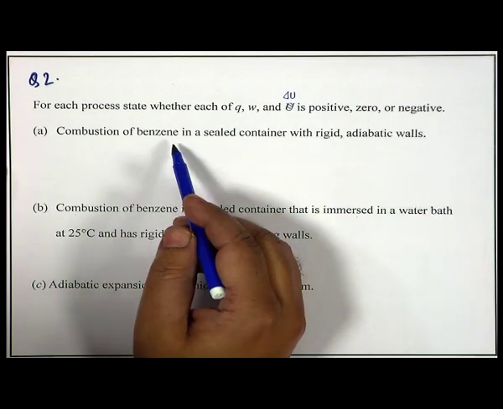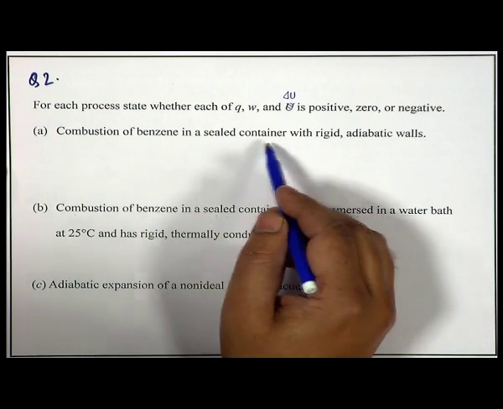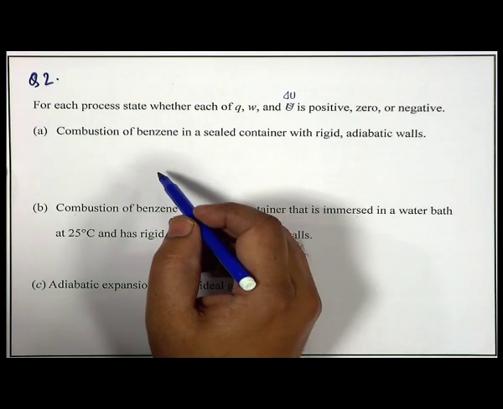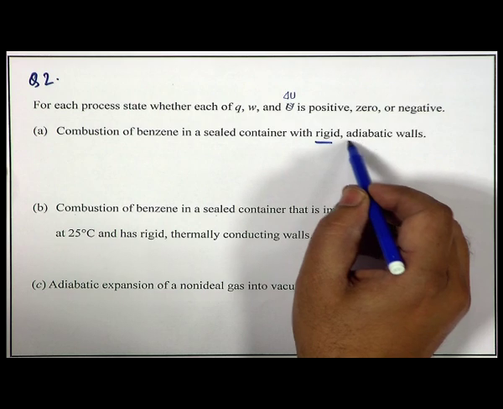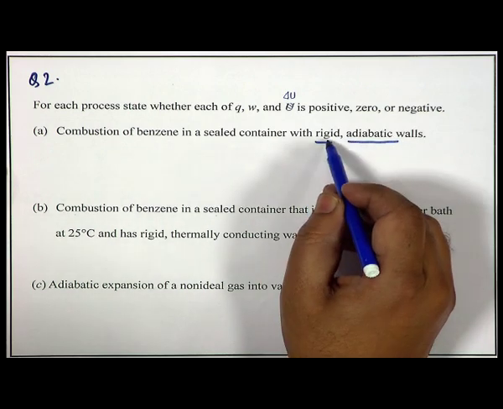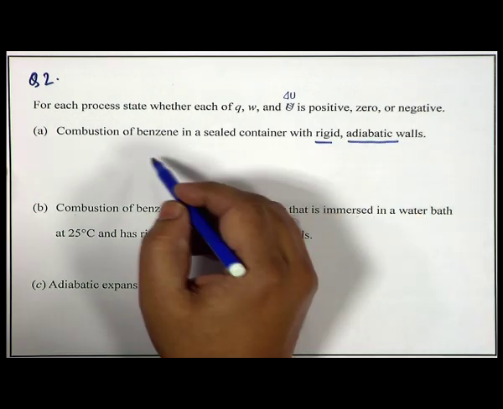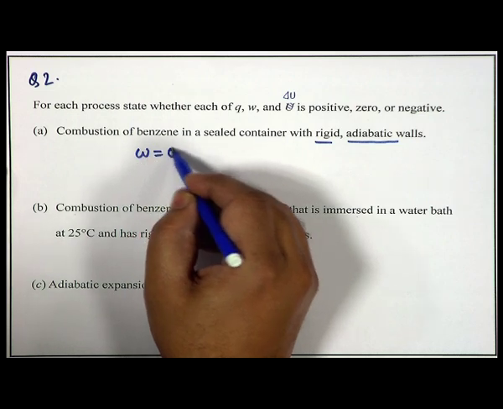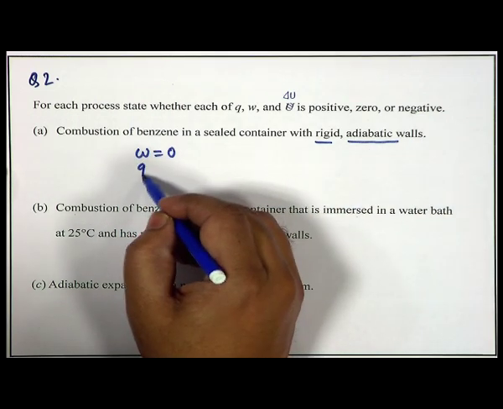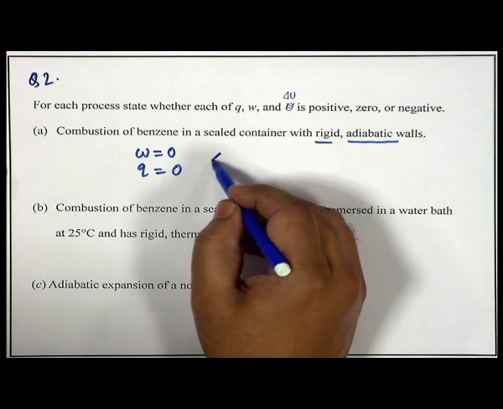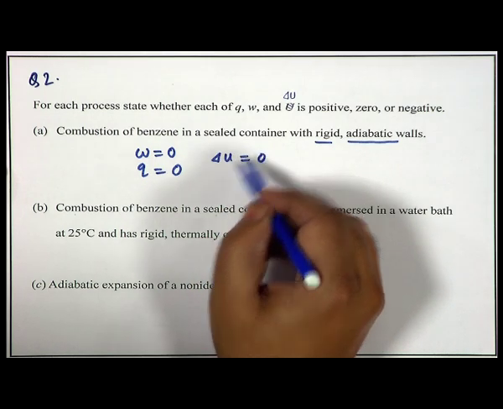So, combustion in a sealed container with a rigid and adiabatic wall. Now, when you are talking about a rigid wall, that means W is 0, adiabatic wall Q is 0, obviously del U is 0 in this case.